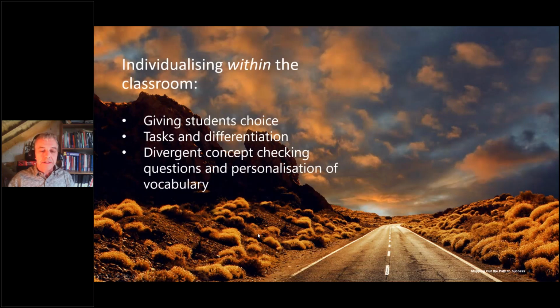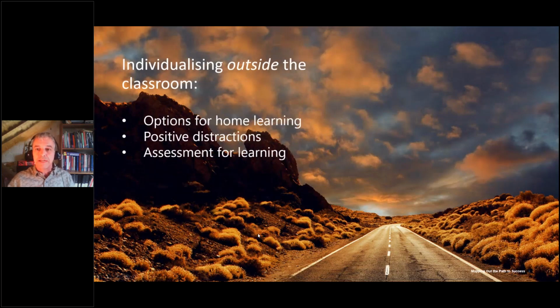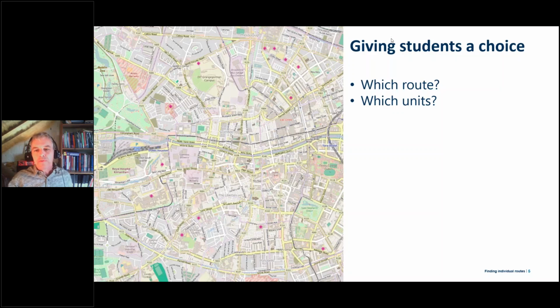Then we'll have a look outside of the classroom, particularly options for home learning, the idea of having positive distractions, and then finally a brief discussion on assessment, and particularly assessment for learning. So while we're all after this individualized one-to-one, which is perhaps our ideal, firstly, we have to be realistic that for a lot of us, that's simply not possible in terms of the cost of having a personal tutor. And practically, perhaps there aren't enough teachers in the world to allow for that to happen.